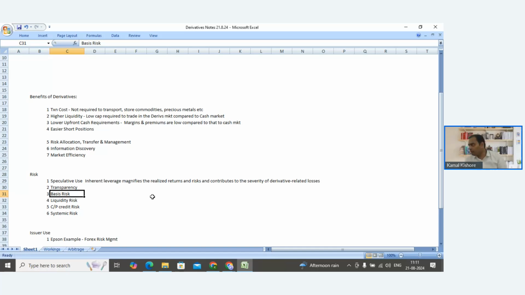Counterparty credit risk is there, right? And systemic risk. What if the exchange fails? Too much concentration. We saw that centrally cleared derivative, right? So these are all the risks.